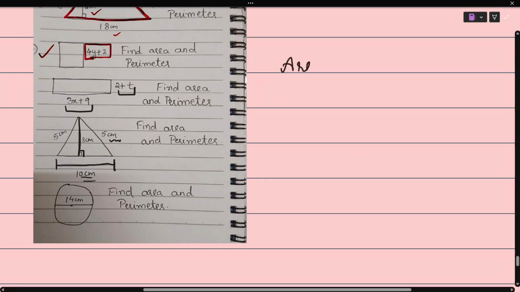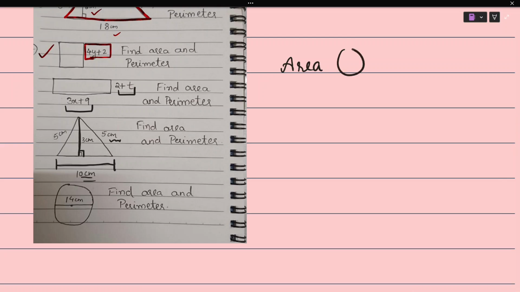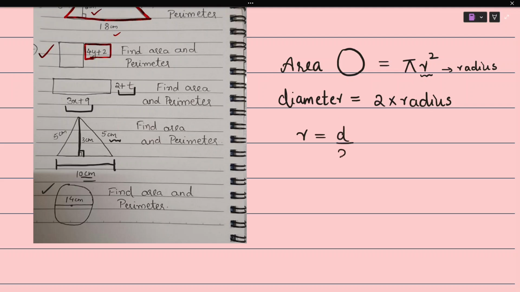We are going to find the area and perimeter of a circle. For a circle, the area is going to be pi r square, where r is known as the radius. In this question, carefully observe that it is not the radius that is given, it is the diameter. So what is a diameter? Diameter is 2 times the radius. From here we get radius is equal to diameter by 2, or in this question we can write it as 14 by 2, which is equal to 7 centimeter.